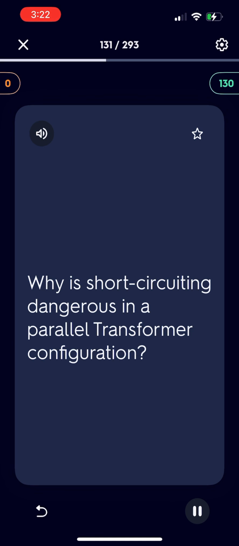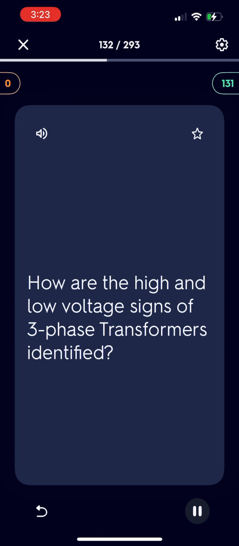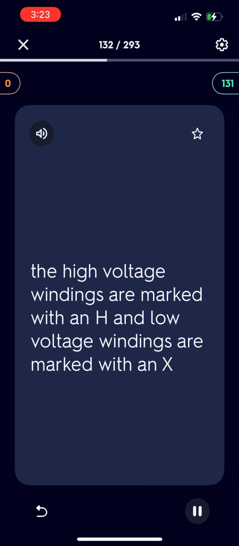Why is short-circuiting dangerous in a parallel transformer configuration? The current can reach very high values due to the impedance being cut in half. How are the high and low voltage sides of three-phase transformers identified? The high voltage windings are marked with an H and low voltage windings are marked with an X.